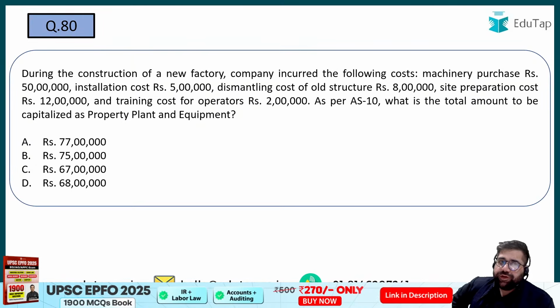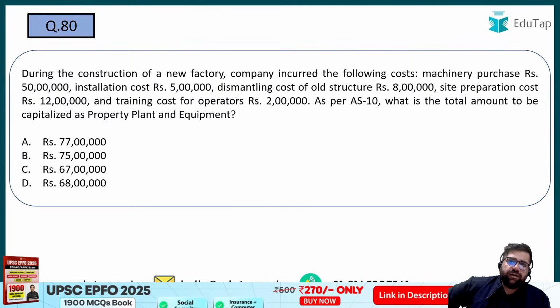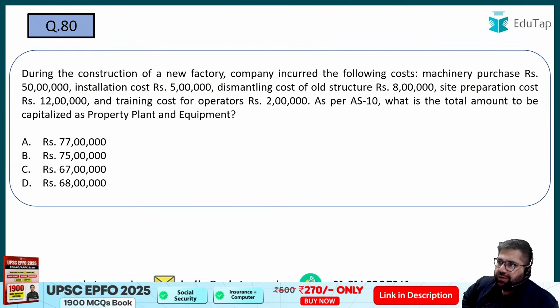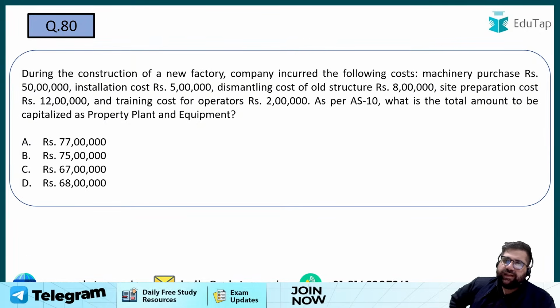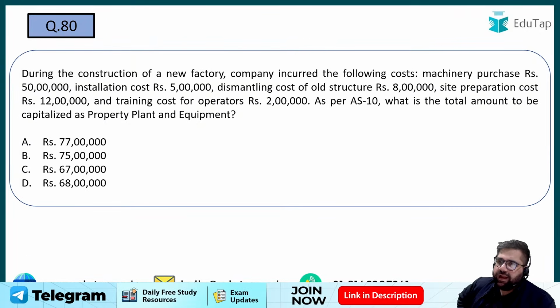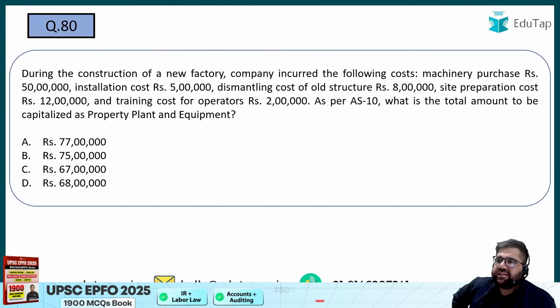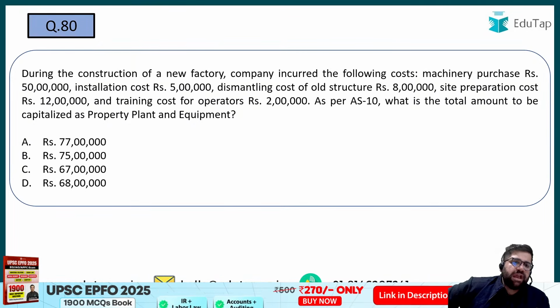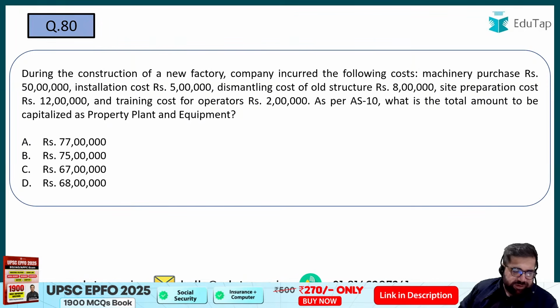Question 80. During the construction of a new factory, a company incurred the following cost. Machine cost is 50 lakh. Installation is 5 lakh. Dismantling the old structure is 8 lakh. Site preparation cost is 12 lakh. Training of the operator cost is 2 lakh. As per AS 10, what will be the total amount capitalized for property, plant and equipment?